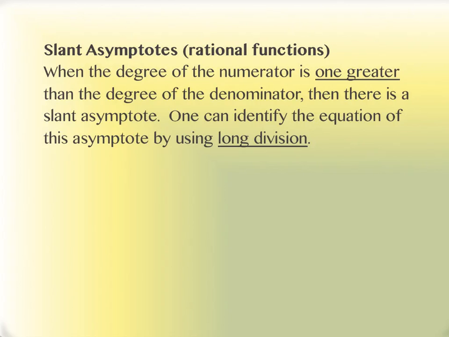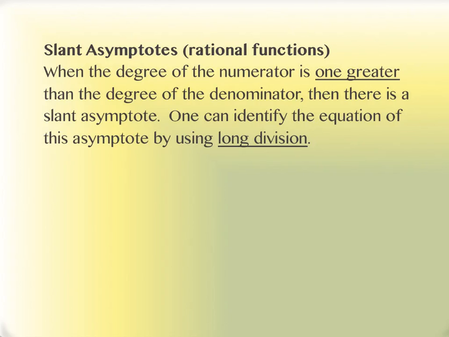These are called slant asymptotes. So when the degree of the numerator was bigger, that was case number 1, it didn't have a horizontal asymptote, right? Now, if the degree of the numerator is exactly 1 bigger, like it's x squared on top and x on bottom, x to the 5th on top and x to the 4th on bottom, then it has what's called a slant asymptote.